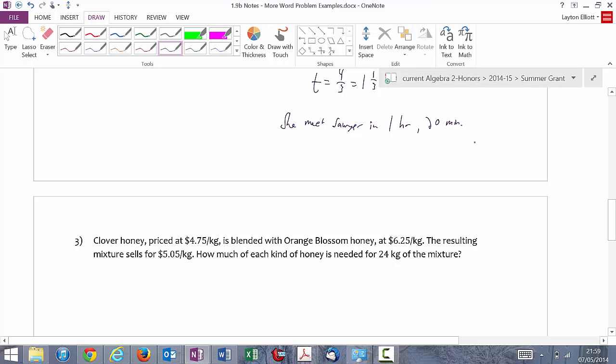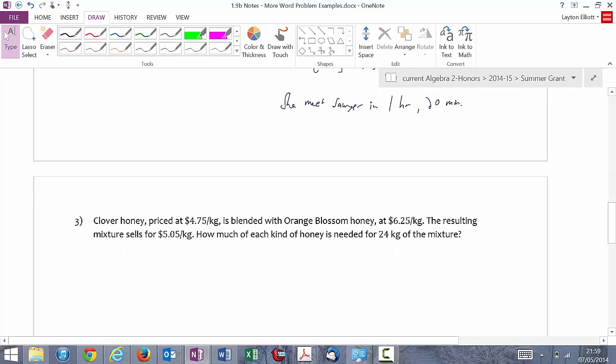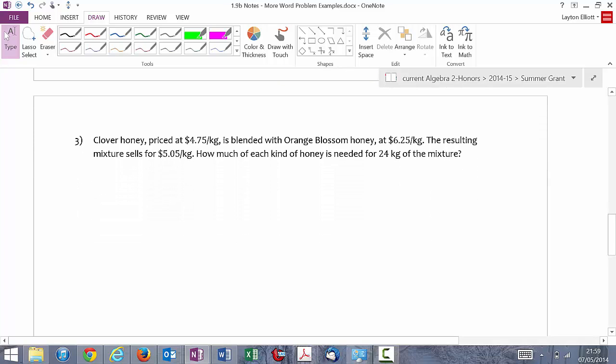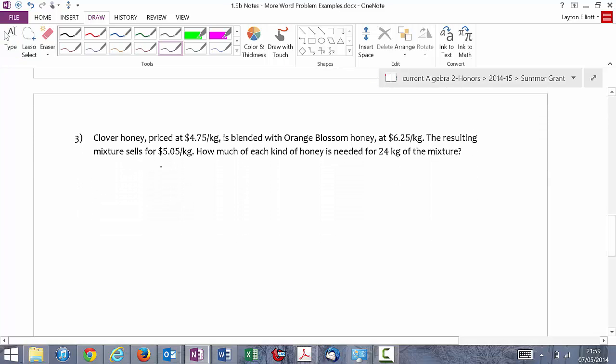Okay, next we have clover honey priced at $4.75 per kilogram, blended with orange blossom honey at $6.25 per kilogram, and the resulting mix sells for $5.05 per kilogram. How much of each kind of honey? Well, how much would be number of kilograms. So I'm going to say let C equal the number of kilograms of clover honey. And like before, we have a total here, so this is going to be total minus the part. 24 minus C would be the number of kilograms of orange blossom honey.